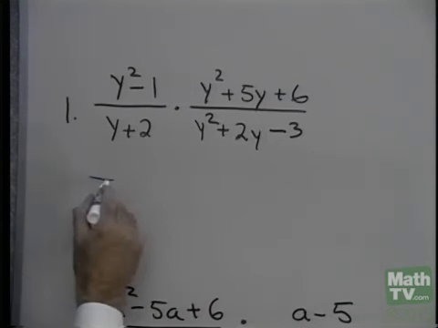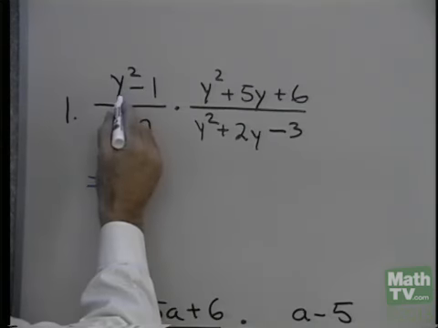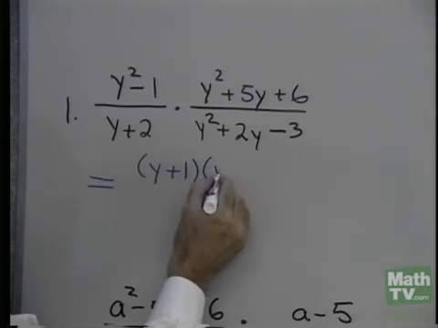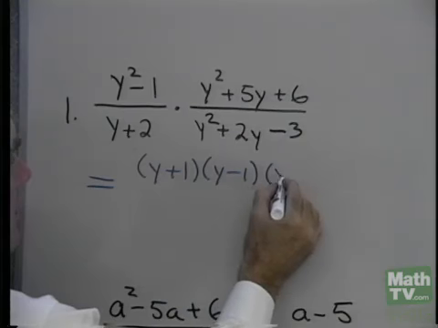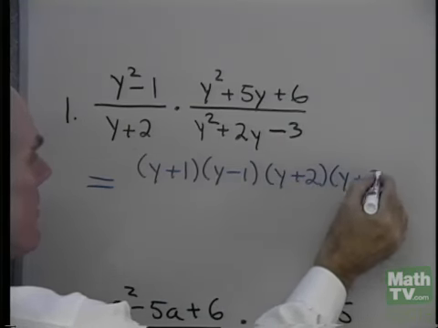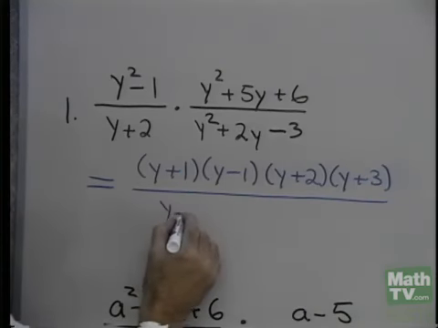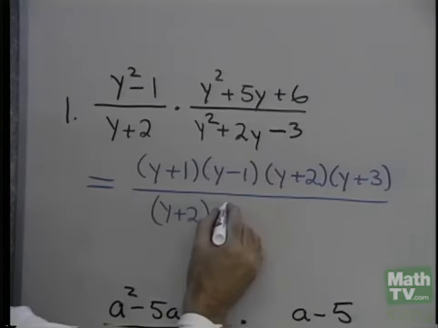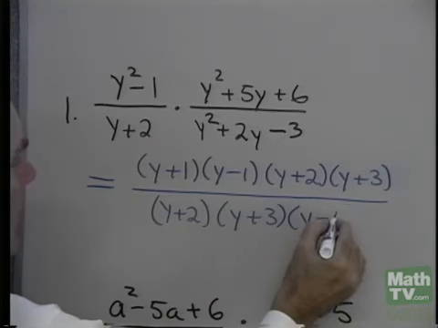So what I think I'll do is do that multiplication and factoring at the same time. y squared minus 1 factors into (y plus 1)(y minus 1). y squared plus 5y plus 6 factors into (y plus 2) times (y plus 3). And in the denominator, I have y plus 2 times y squared plus 2y minus 3, which factors into (y plus 3) times (y minus 1).